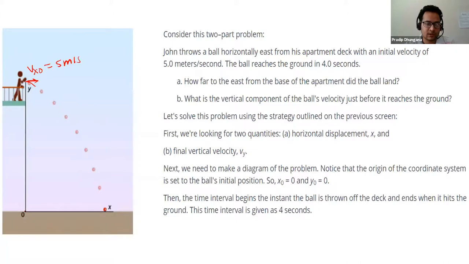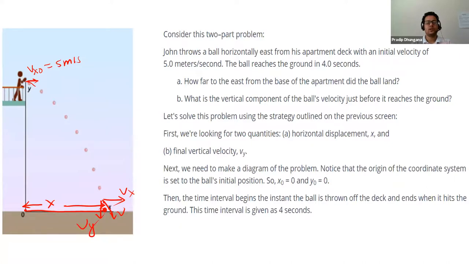First question, part A: how far east from the base of the apartment did the ball land? So this is the apartment, this is our east direction. We have to calculate that displacement, called the horizontal displacement x. In part B, what is the vertical component of the ball's velocity just before it reaches the ground? Somewhere here, this is V, and Vy is the vertical component of velocity. So in the second part, we have to calculate the vertical component of velocity. These are the two questions, and that is the diagram.